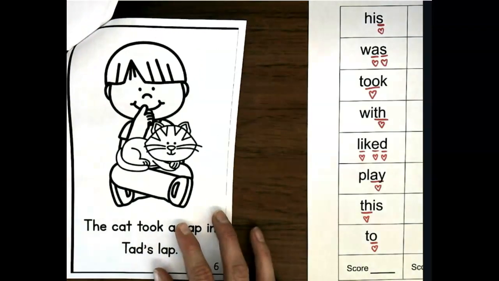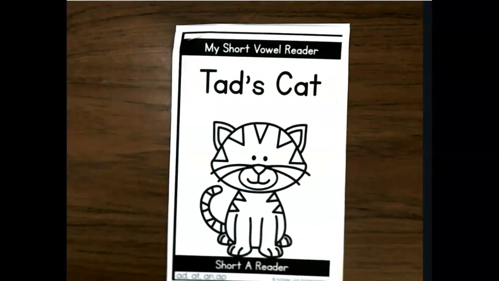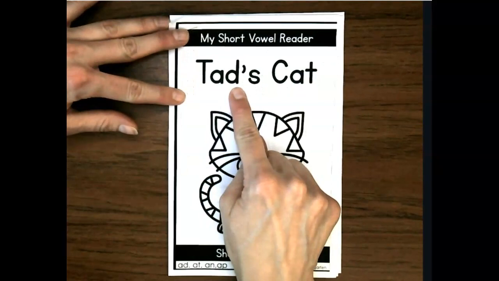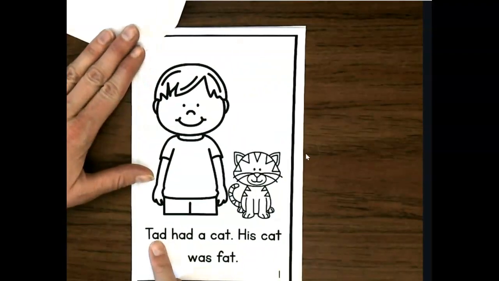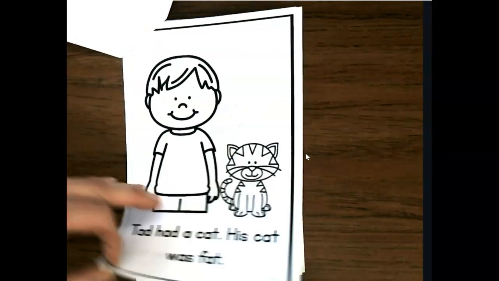Now we're going to read the story together. So I'll point and you'll read along with me. Ready? Here we go. Read the words out loud. Tad's cat. Tad had a cat. His cat was fat. Great reading. Keep reading out loud with me.